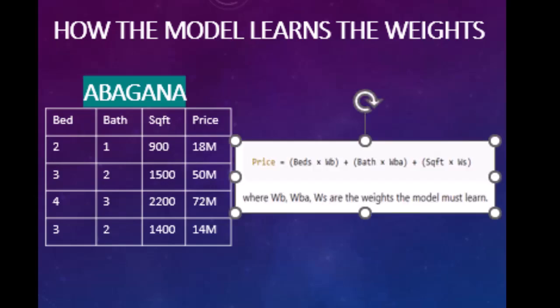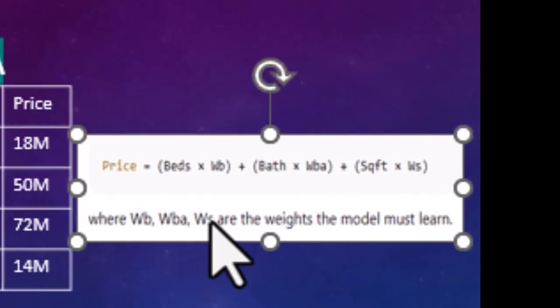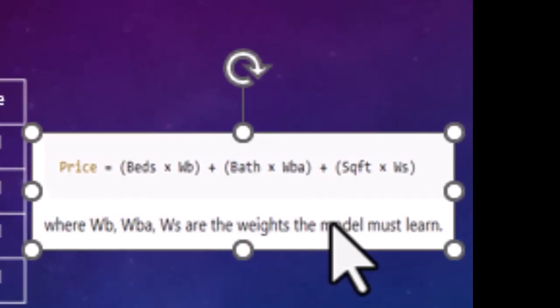So let us assume a very simple linear model where the price is the number of bedrooms multiplied by the weight for bedroom, plus the number of bathrooms multiplied by the weight for bathroom, plus the number of square feet multiplied by the weight for square feet. So WB, WBA, and WS are the weights the model must learn. Okay?